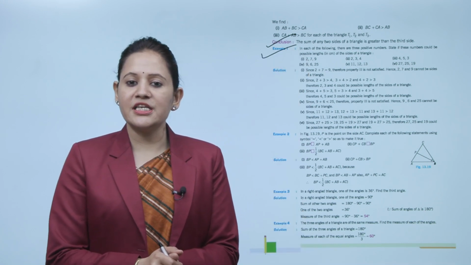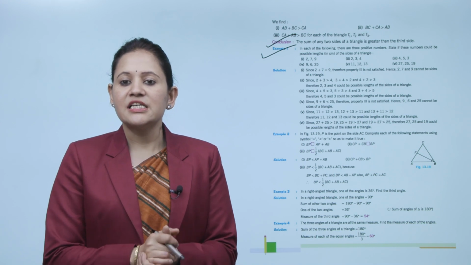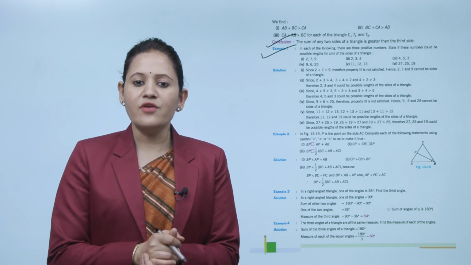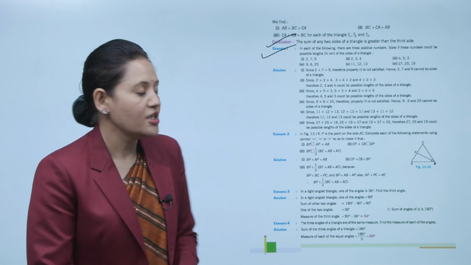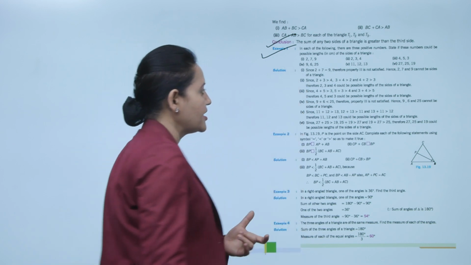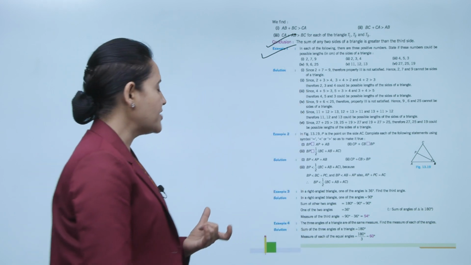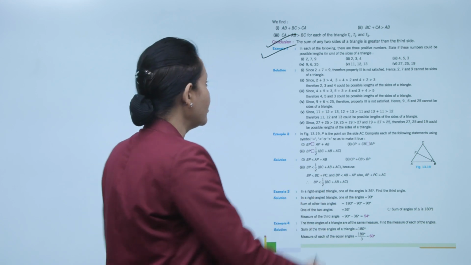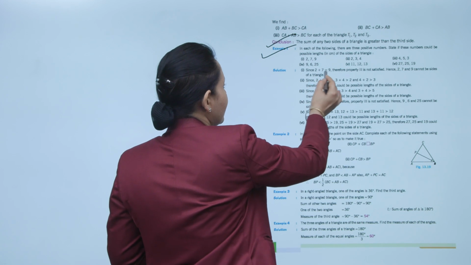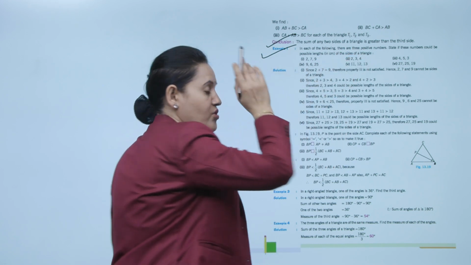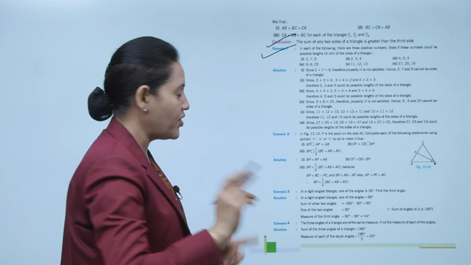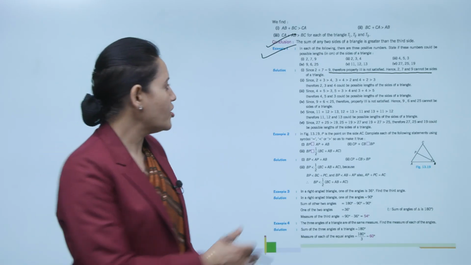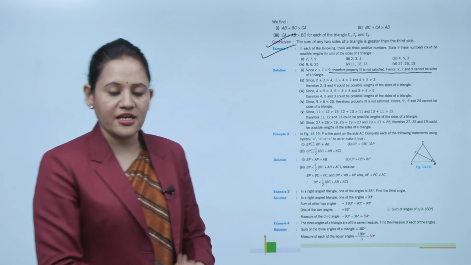In each of the following, there are three positive numbers. State if these numbers could be possible lengths in centimeters of the sides of a triangle. First is 2, 7 and 9. So, three sides, as we know, the sum of two sides is always greater than the third side. So 2 plus 7 is equal to 9, and the third side is also 9. So it became equal to the third side. Therefore, the third property is not satisfied. So these cannot be the sides of a triangle.